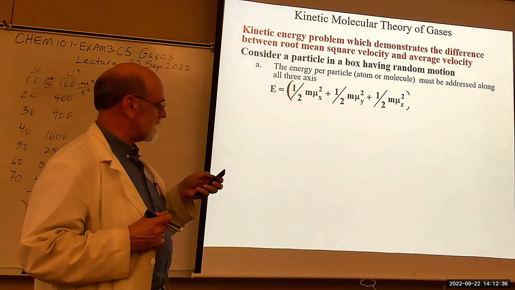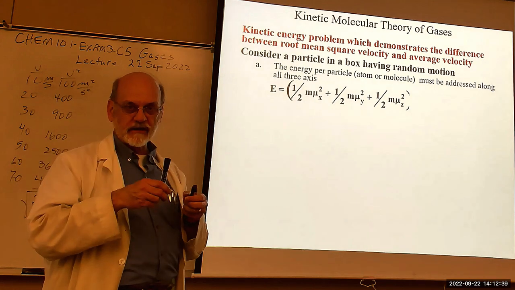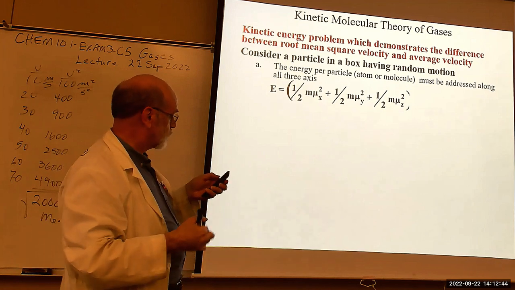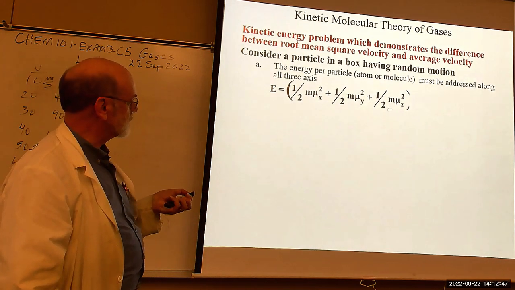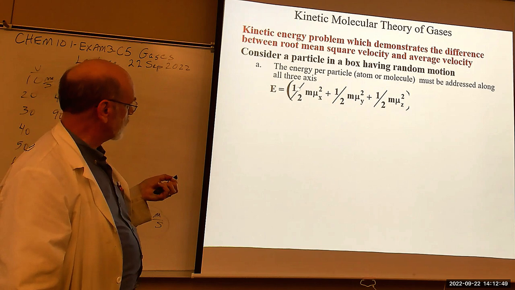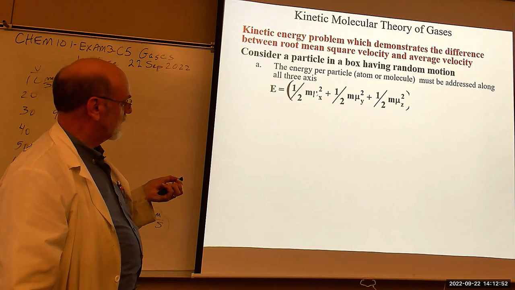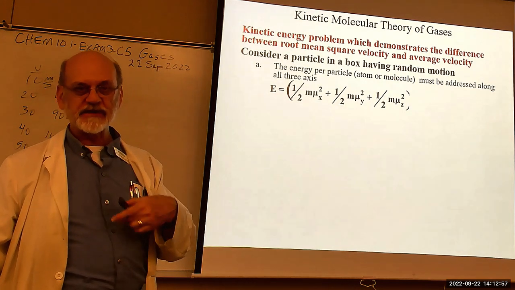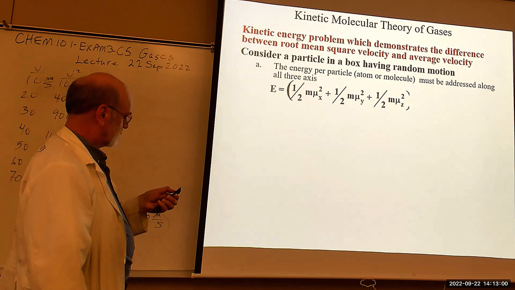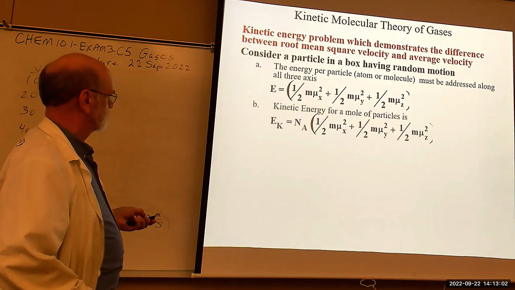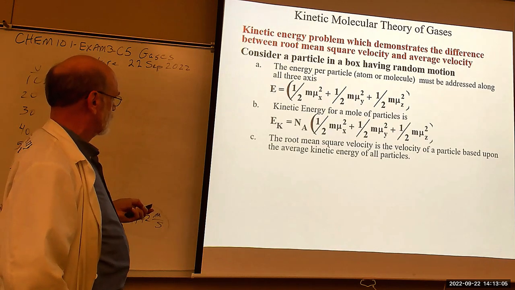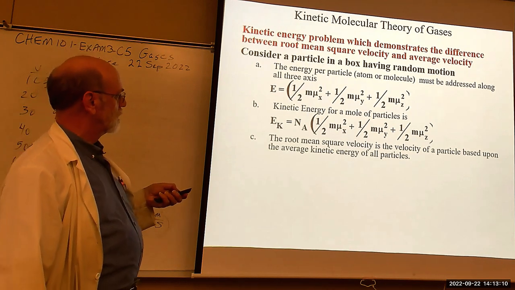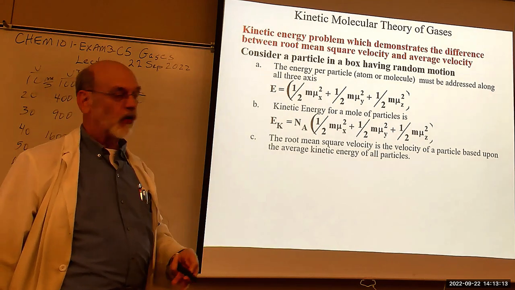Well, what we need is the energy of the particle in this axis, and in this axis, and in this axis. That's what we're doing here. X-axis, Y-axis, Z-axis. The energy of that particle is 1/2 m u squared, where u, the Greek letter mu, is the velocity specific for that axis. Okay. Now, we need to know the kinetic energy for all of the particles, say a mole of the particles.